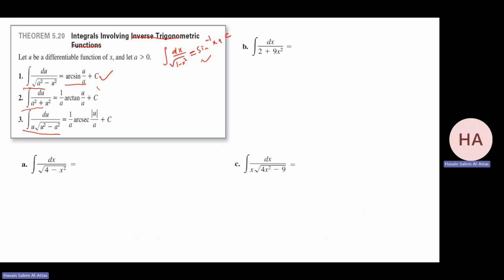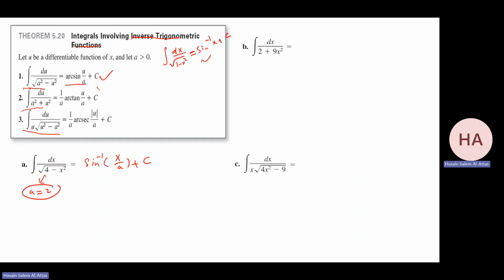dx over this. Here my a squared is 4, so I will let a equal 2. So this one will be sine inverse x over a plus c. That's it. That's mainly the idea. So as I said, I have a equal 2 in this case.